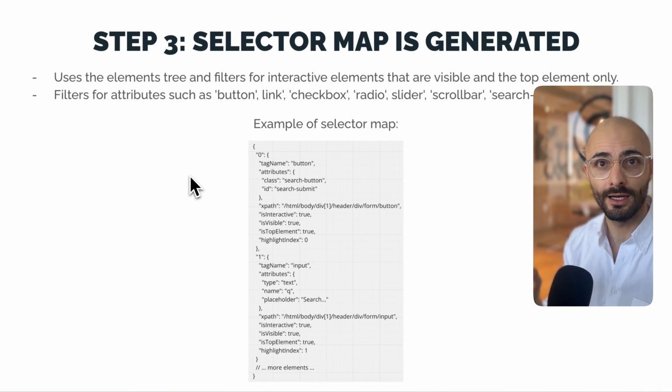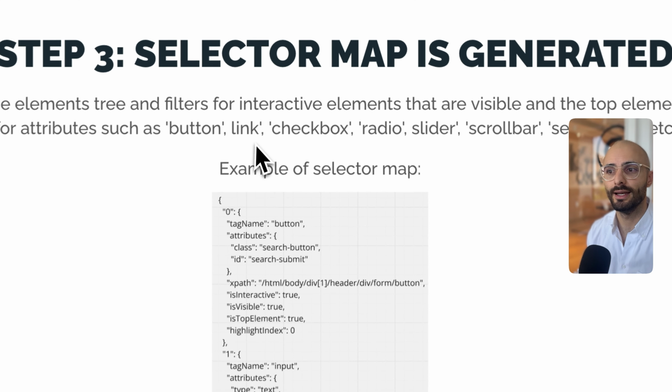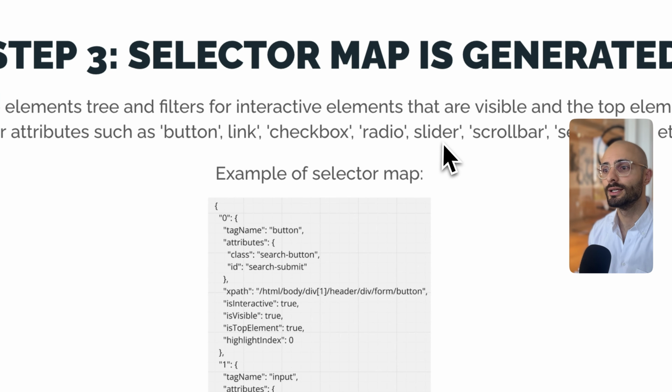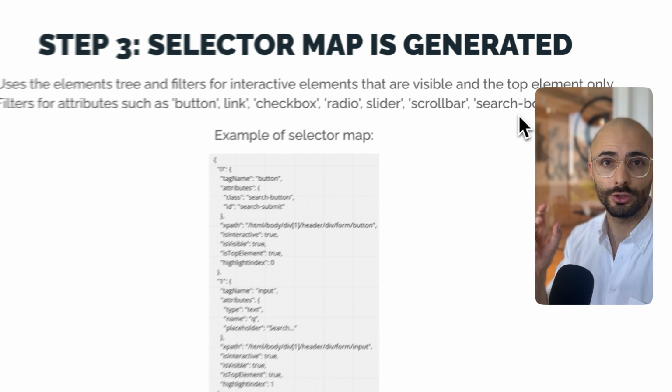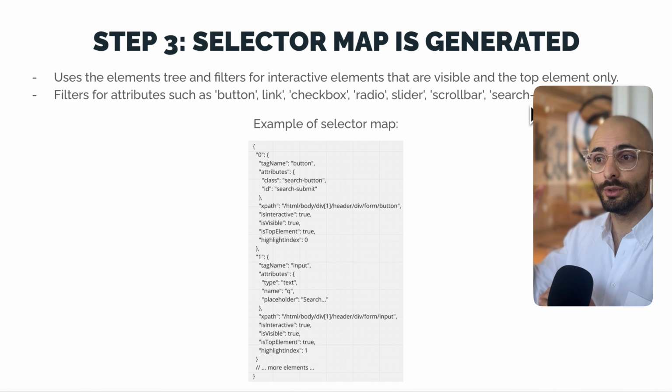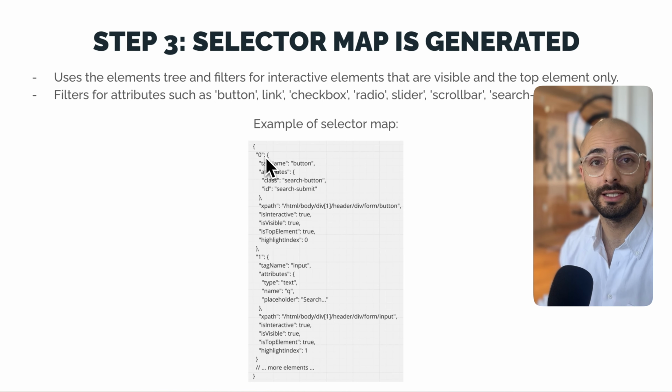Stuff like buttons and input fields and scroll bars, etc. The way it determines this is it basically does a search for the attributes on all of these elements. And if it can find attributes such as button, link, checkbox, radio, slider, scroll bar, search box, etc., then it knows that that is an interactive element. And it basically then returns what you call a selector map, which is a JSON dictionary. It's got a list of all those interactive elements.